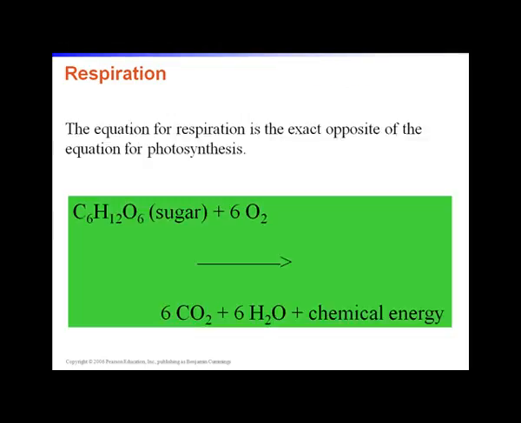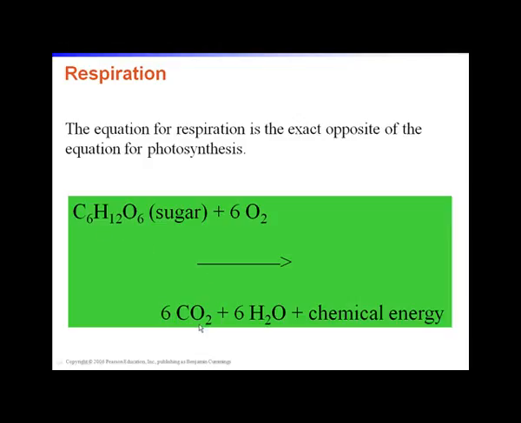Here is the chemical equation for cellular respiration. You'll note it's the exact opposite of the equation for photosynthesis. So in this case, we start with the macromolecule glucose, C6H12O6, the sugar. If this is aerobic cellular respiration, in the presence of oxygen, this is burnt. Essentially, it's like a fire. It burns and breaks those bonds and releases the energy.